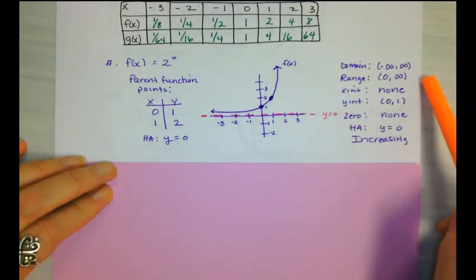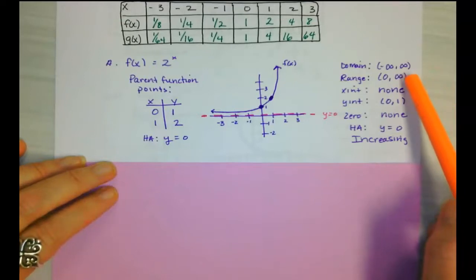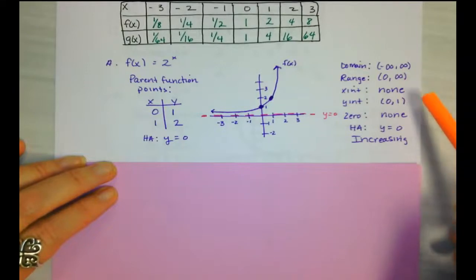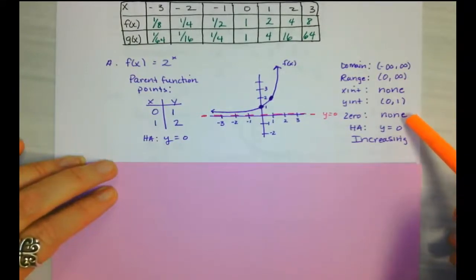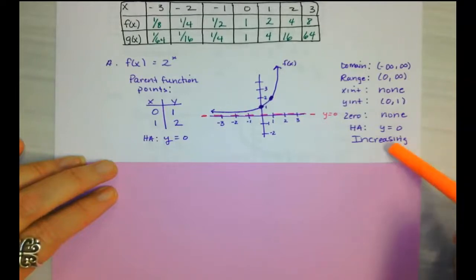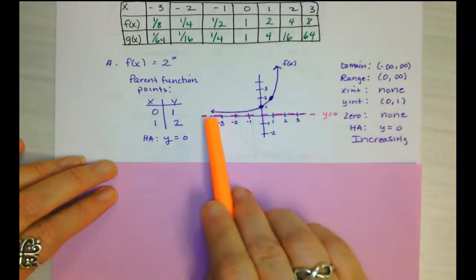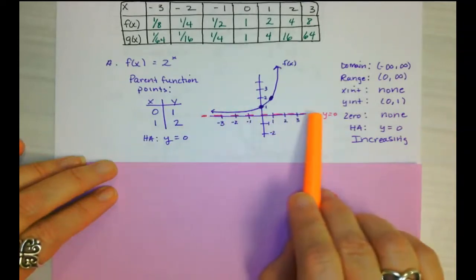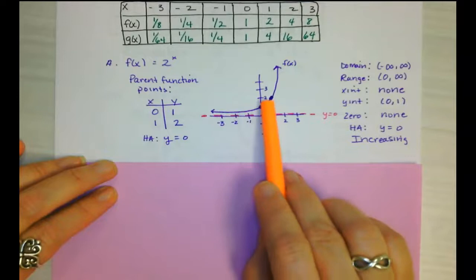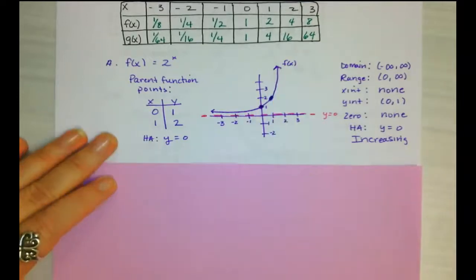So in this case, the domain would be all real numbers, negative infinity to positive infinity. The range would not include the horizontal asymptote and goes from 0 to infinity. There are no x-intercepts. There is a y-intercept at (0, 1). There are no zeros, and we said the horizontal asymptote is at y equals 0. This is considered an increasing function because if you start at the left side of the graph and read across left to right, the y values continually get bigger.